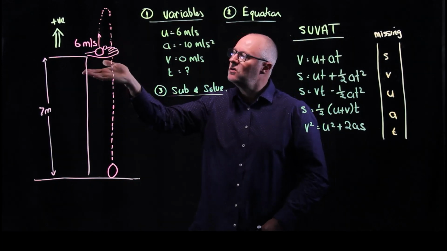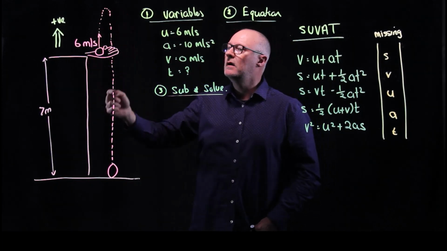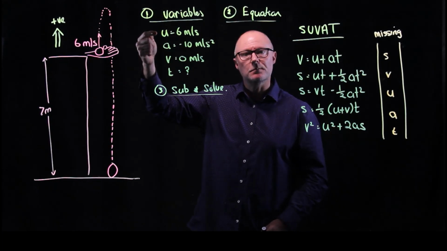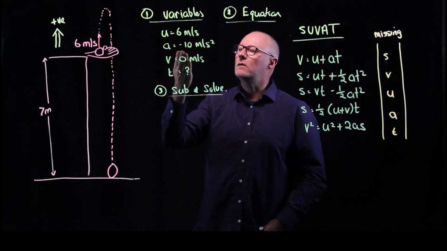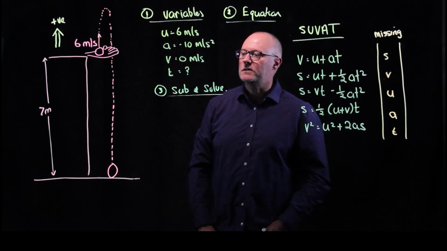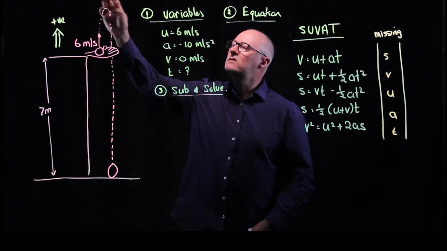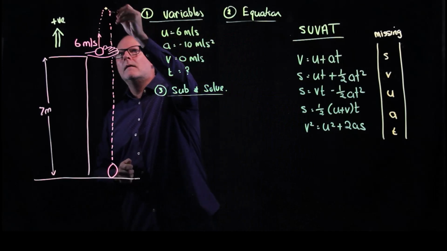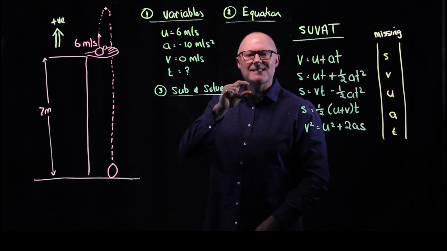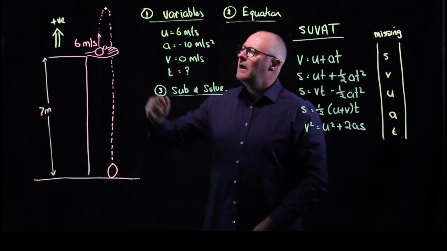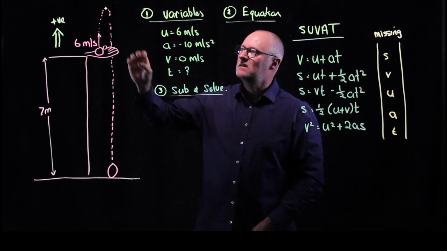We're taking the direction of the initial velocity upwards as positive. So we have an initial velocity of 6 meters per second. We have an acceleration opposing that going downwards towards the ground. So it has a value of negative 10 meters per second squared. The velocity right at the top, at its peak trajectory, is 0 meters per second. It's an instantaneous velocity for that split second. And we want to calculate the time it takes to get to that point.